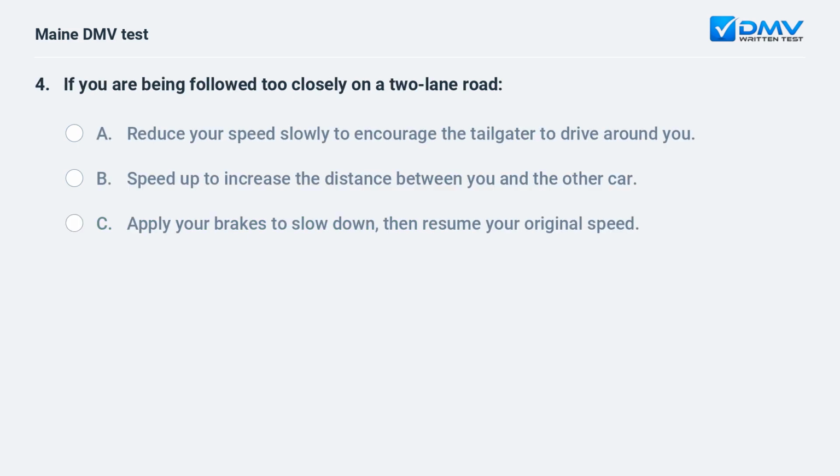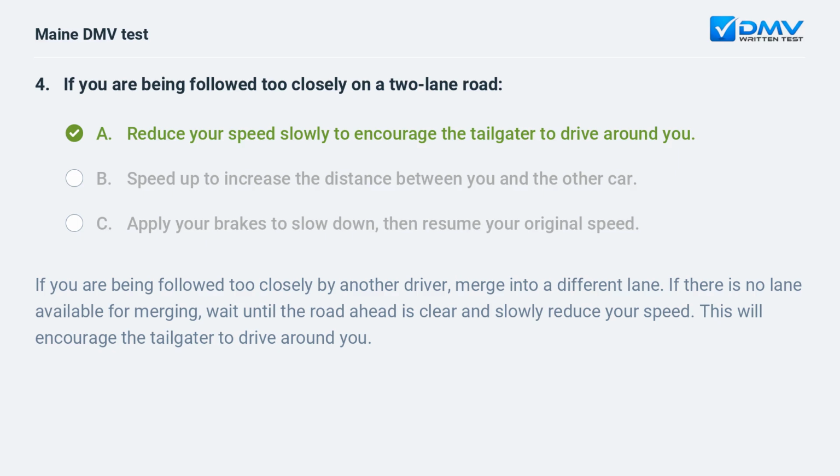If you are being followed too closely on a two-lane road, A. Reduce your speed slowly to encourage the tailgater to drive around you. B. Speed up to increase the distance between you and the other car. C. Apply your brakes to slow down, then resume your original speed.